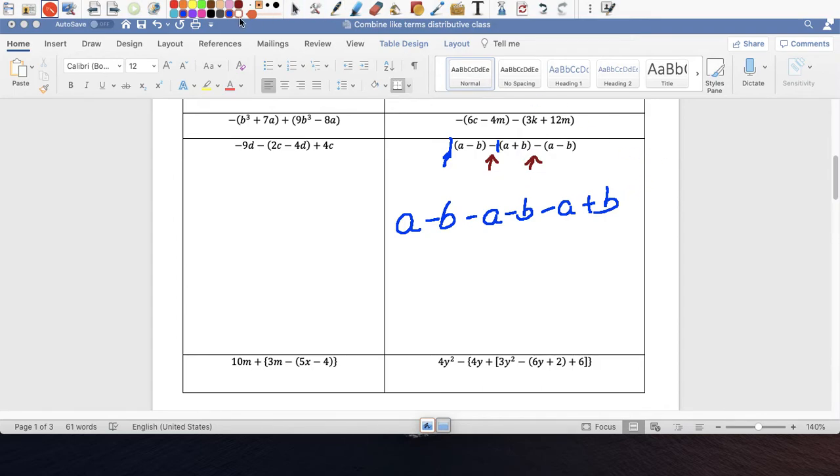So what can I do? Let me do a shortcut here. I know this is a positive a, and this positive a kills this minus a. This positive b kills this negative b. So really I'm left over with, and I'll write it in alphabetical order, minus a, this guy, and minus b.